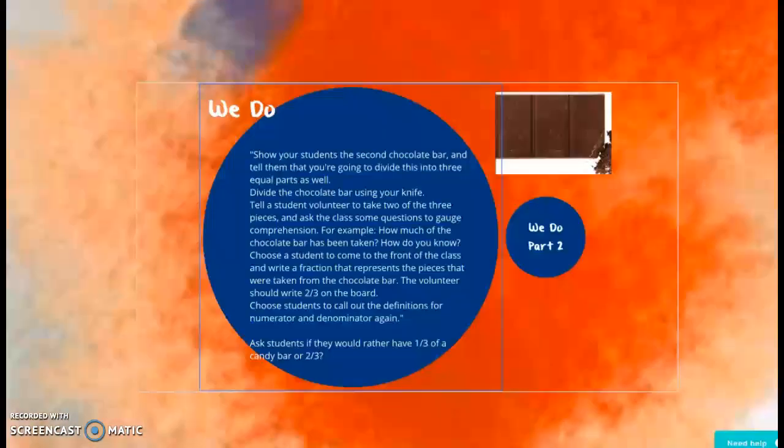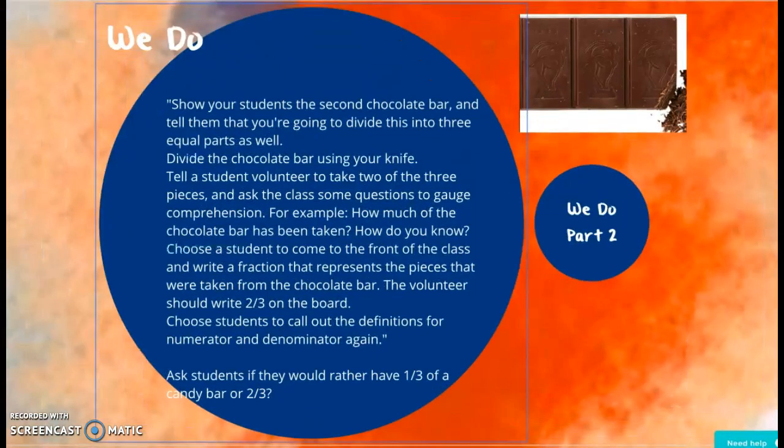The next step is the we do portion. This allows for students to practice, but it's guided with teacher support. Show your students the second chocolate bar and tell them that you're going to divide it into 3 equal parts as well. You're going to ask students how many pieces of the bar have been taken, what fraction has been taken. And this is an opportunity to create a fraction on their own.